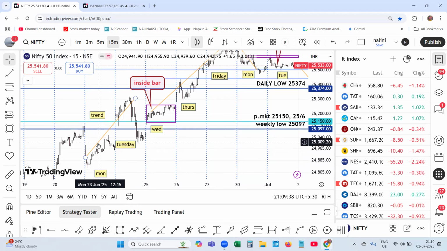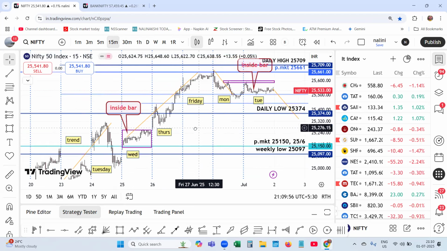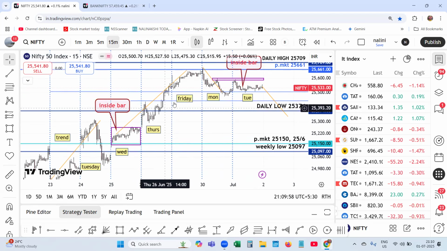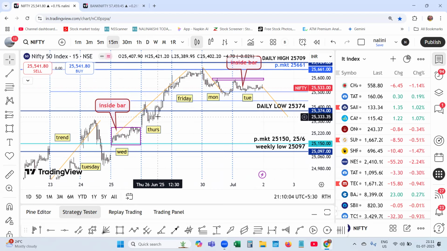What you are seeing is the trend continued to the upside. And Wednesday was an inside bar. This was a pause in the trend. And then the trend continued on Thursday and Friday. So 2 days up, 1 day pause, and 2 days up.